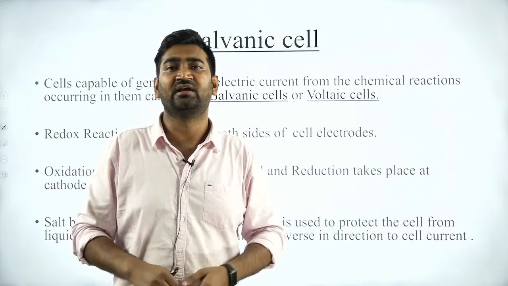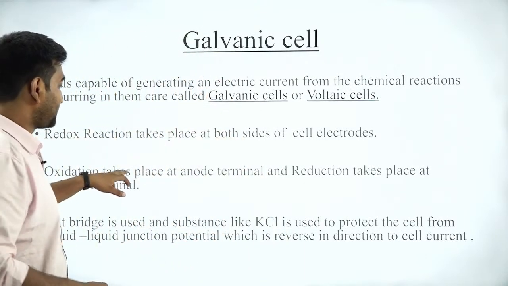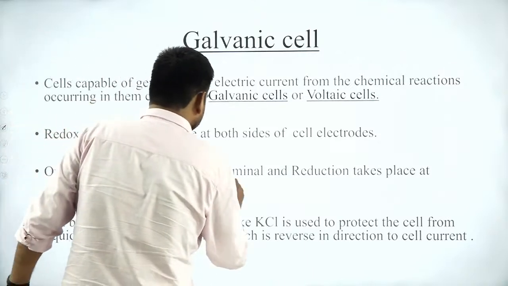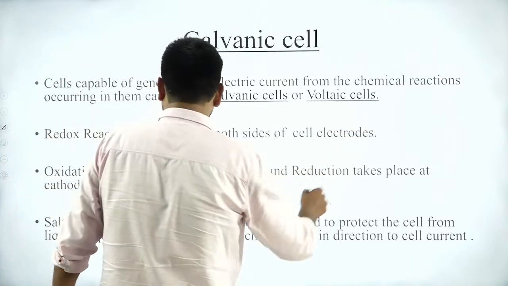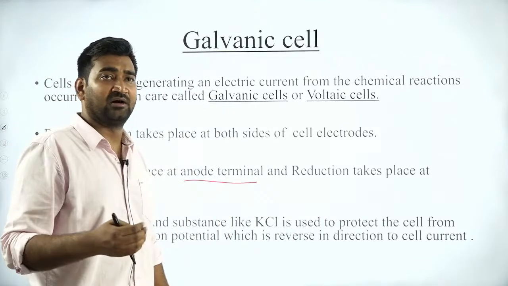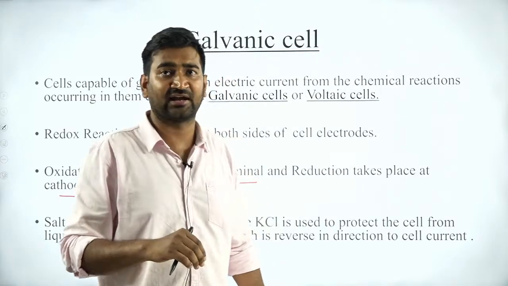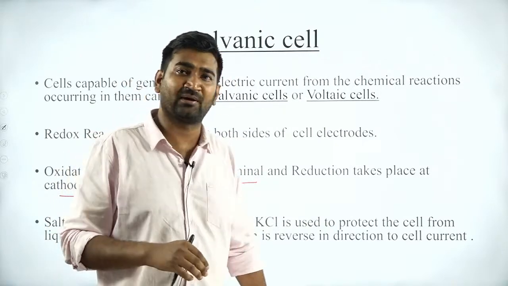The process is called redox reaction. So oxidation, it takes place where? You have to remember, it takes place at the anode, and reduction takes place where? Reduction takes place at the cathode. Generally, anode is our negative terminal, and from there the electrons flow to the cathode side. There is a trick to remember also.